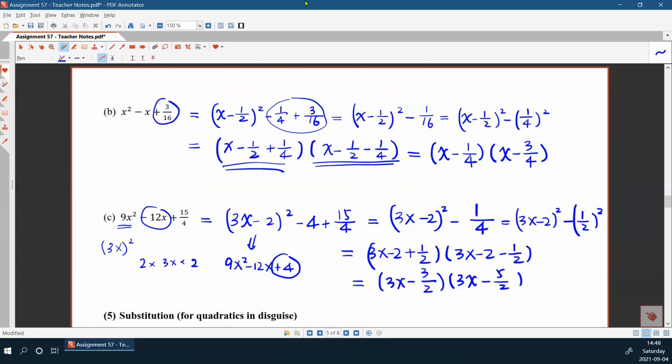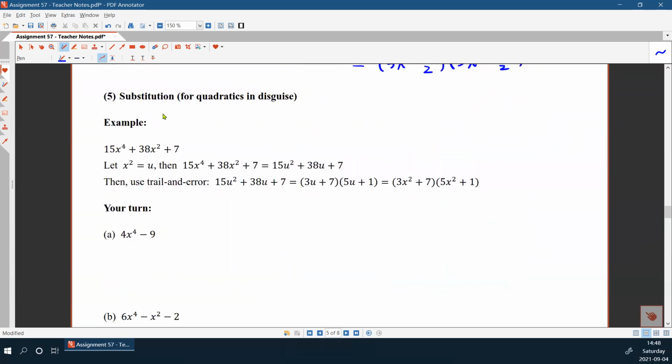All right, if you have no questions, let's have a look at the other technique, which is called substitution, which is usually for quadratics in disguise. By quadratics in disguise, I mean by using substitution, you can convert the original expression to a quasi-quadratic, right? So let's have a look at the example here. The example is not a quadratic, right? Because we have x to the power of 4. For quadratics, usually the highest order would be a 2, right? But note here we can use a letter u to substitute the x squared, right?